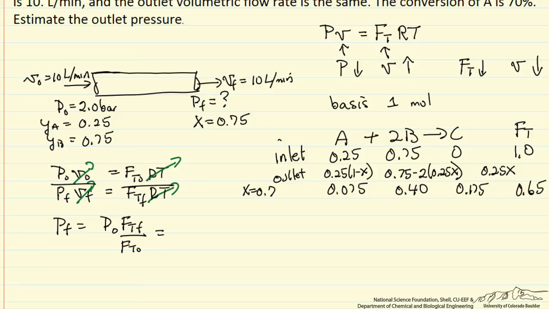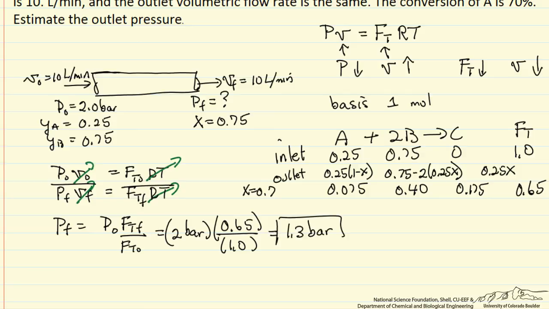So now I can go back to the problem. The inlet pressure is 2 bar, the outlet molar flow rate is 0.65, and the inlet is 1. Of course, it's proportional to those values, so we don't need to calculate the actual value. And so 1.3 bar is the pressure at the reactor outlet to keep the volumetric flow rate constant.